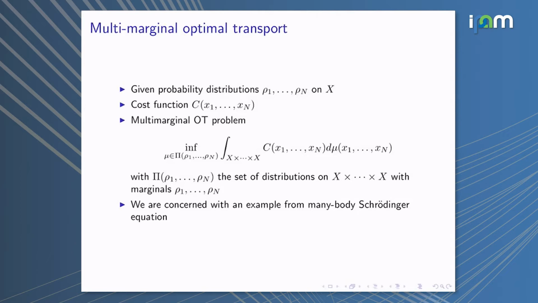Again, multi-marginal optimal transport problems appear in operational research, for economists who are trying to optimize the distribution of certain resources. Here, I will show you that we in fact have a surprising example which comes from many-body Schrödinger equations. In fact, one problem in many-body Schrödinger equations can also be formulated as a multi-marginal optimal transport problem.